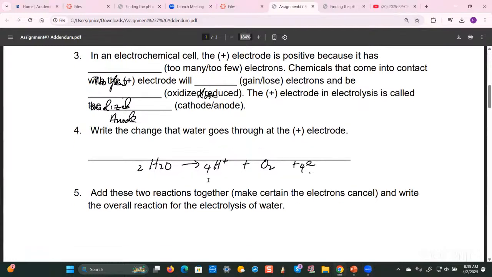So that's the reaction that would take place at the anode, the oxidation of water to form hydrogen ions and oxygen gas, all right? And then it says in number 5, add these two reactions together and make sure that the electrons cancel out. So let me clear this here and scroll down.